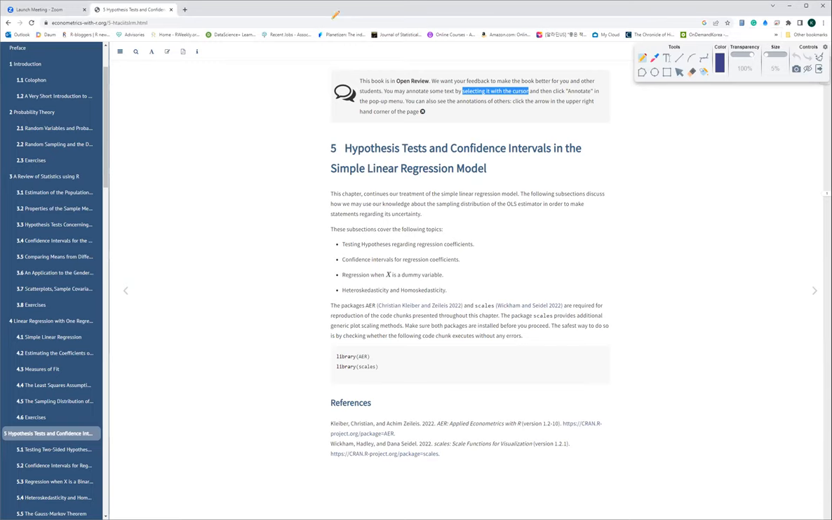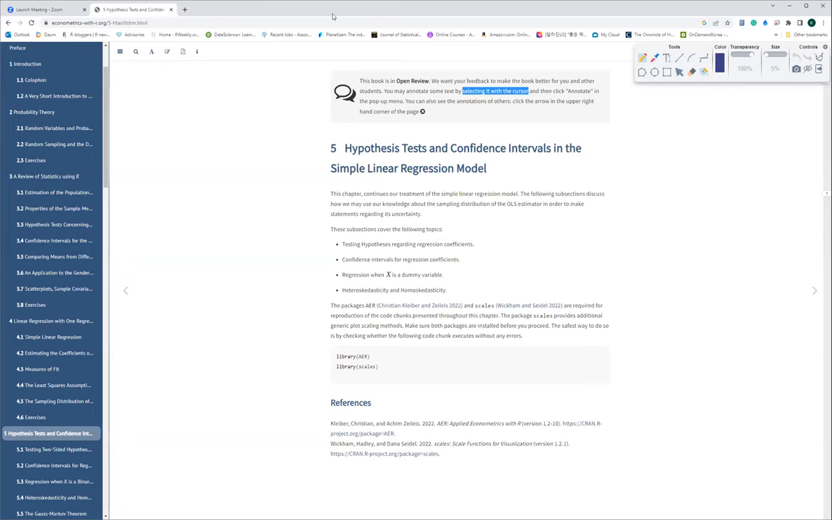So today we had to do chapter 5, right? I believe so. Okay, chapter 5. Yeah, chapter 5. Okay, so let's start.